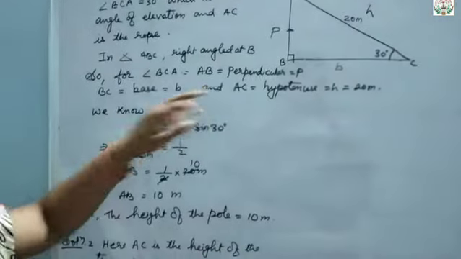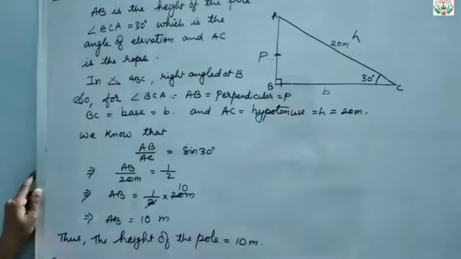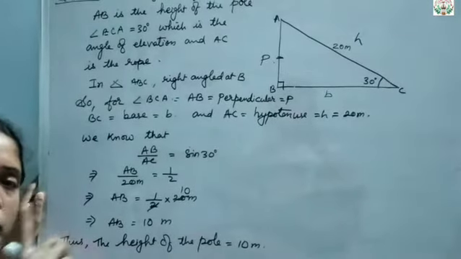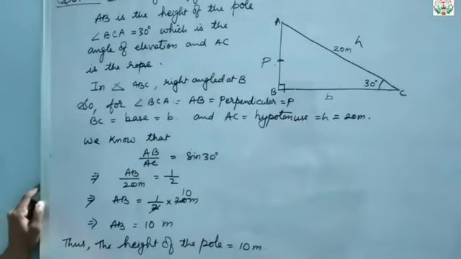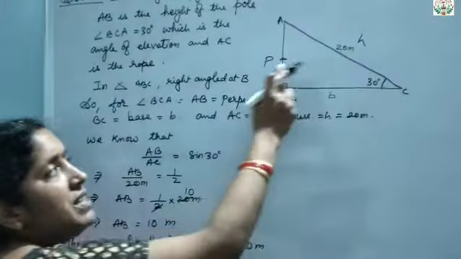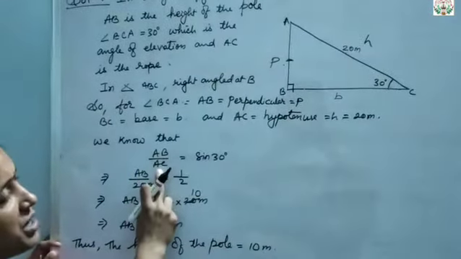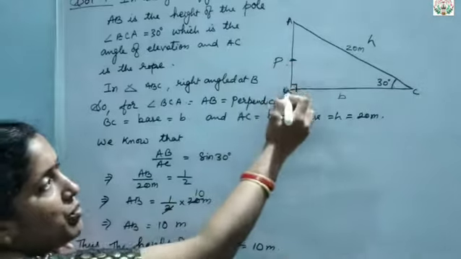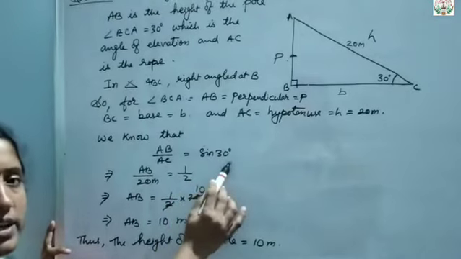Now based on P and H, what is the trigonometric ratio we know? That is sine theta, or sine angle A, equals P upon H, we know that, right? So here in place of angle A, the angle is 30. H is given, and P we can find with the value, right? So we will use AB upon AC equals sine 30. AB means perpendicular upon hypotenuse. So AB upon AC equals sine 30.